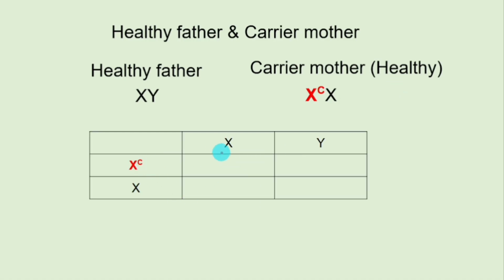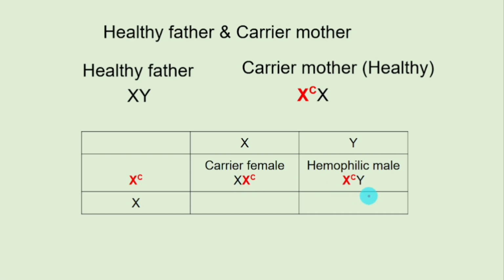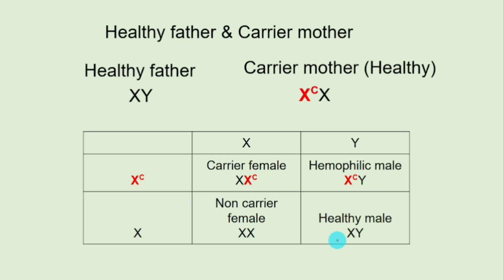Then in this Punnett square, in the top you show the genotype of father. So these are the gametes X and Y. And in this column, left column, show the gametes of mother. So XC and X. So when they combine, you will get a carrier female, and a hemophilic male is also possible. This will be non-carrier female. A simple way you can call it healthy female and healthy male. There are no affected female in this case, only one affected male, and this male is healthy.